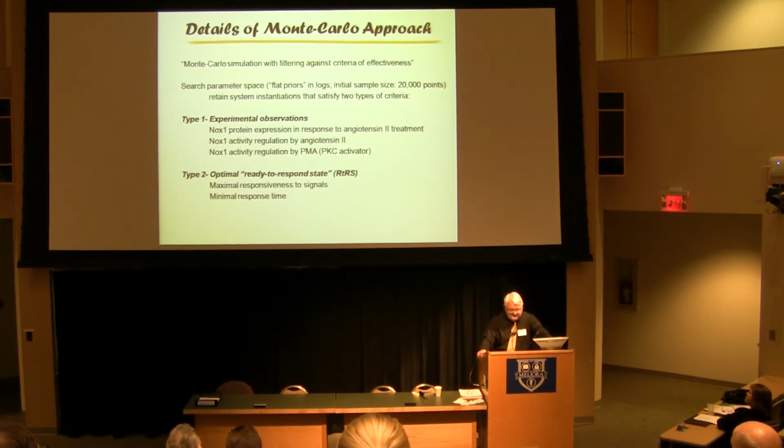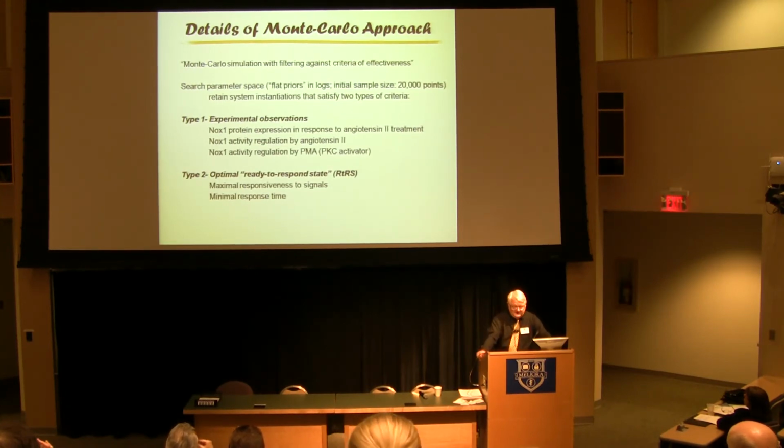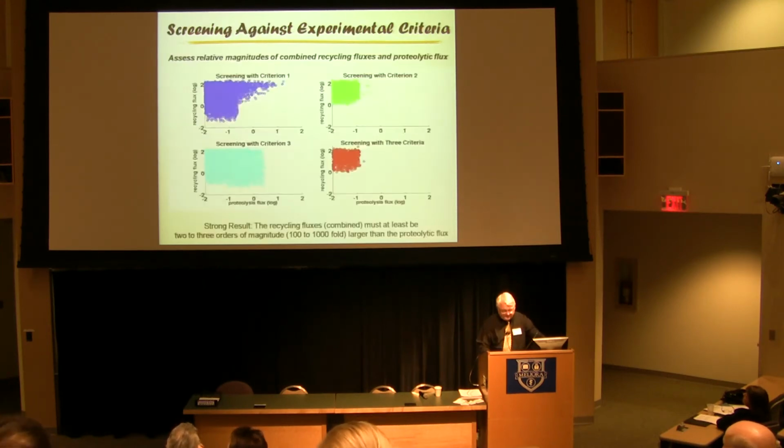The second set of criteria is different in a way. So we talk about a ready-to-respond state. So we say we want to return the system to a state where it can respond as effectively as possible. And what does that state look like? So this state should give you maximal responsiveness to signals, and it gives you a minimal response time, at least on a coarse level. So if we look at checking against the experimental criteria, then on the top left, we have screening just against criterion 1.